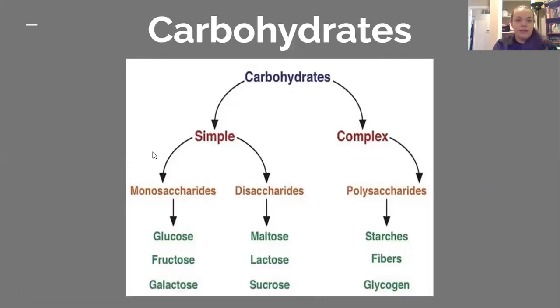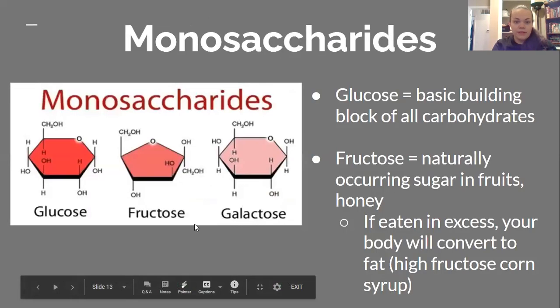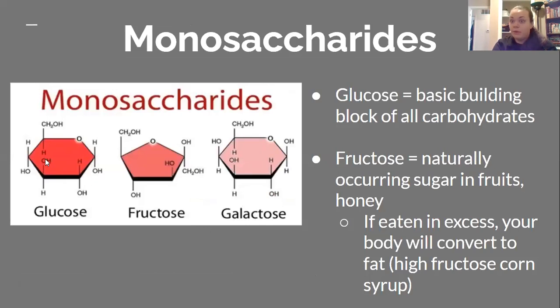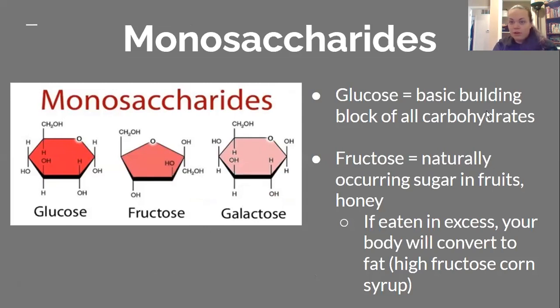So the simple carbohydrates are going to be your glucose molecules, and fructose and galactose are other examples. So these are just a single molecule. That's why it's the building block, because the bigger, more complex carbohydrates are going to be made up of thousands of these. The first one is called glucose, which is again just the basic building block of all carbohydrates. Fructose is another, and that's one that naturally occurs in sugar. It's a naturally occurring sugar in things like fruits or honey.